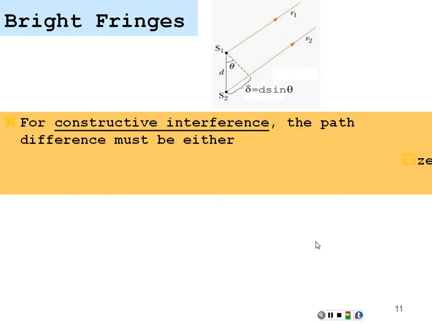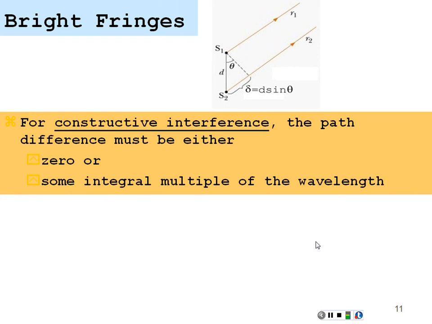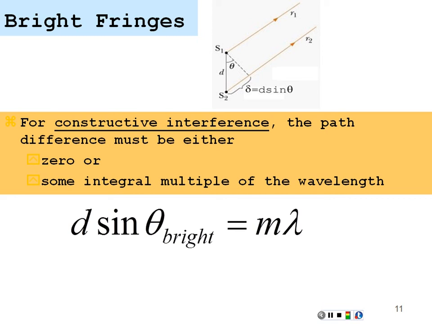So for constructive interference, the path difference must either be 0 for our central maximum or some integral multiple of the wavelength itself. We must have that this path difference, which is d sine theta, should be equal to m times lambda, where m is some integer multiple. It could be 0 for the central maximum, and then for each successive maximum, 1, 2, and 3 on either side, it could be an integer multiple of the wavelength.